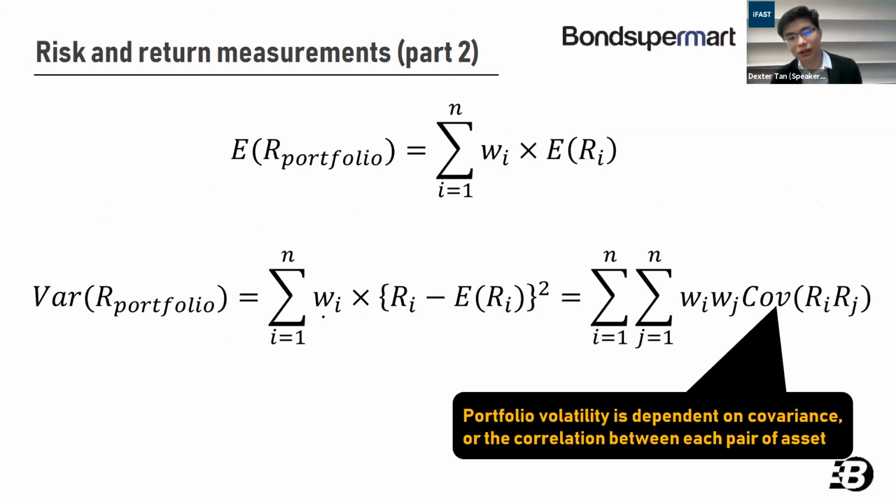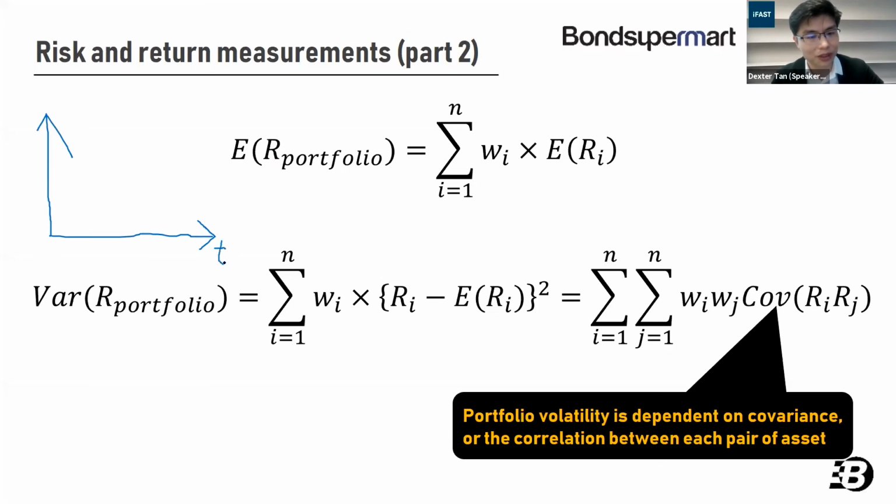So this is just another way of looking at it. It's a summation of the various weightages and the expected returns. And then if we look at the variance, it's actually a function of covariance. So when we say covariance, it's also related to correlation. Correlation is also a very powerful concept, I would say.